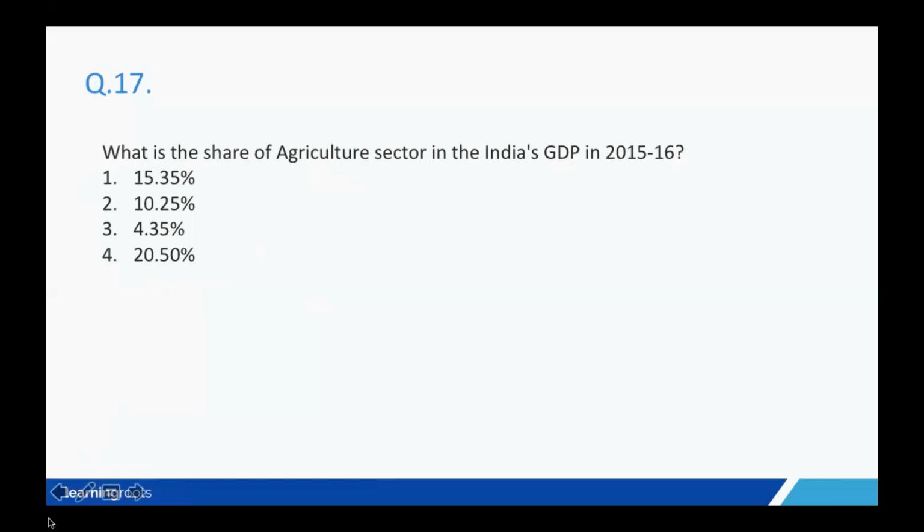Right? What's the share of agriculture in India's GDP in 2015-16? In this case, as I mentioned earlier, the answer is 15%. Okay, approximately somewhere around 17% is the approximate figure, 16% rather. So 15.35% approximately will be the answer in 2015-16. Right. So as I mentioned, manufacturing is around 30%. Services is somewhere around 53, 54, 55%, around that range.